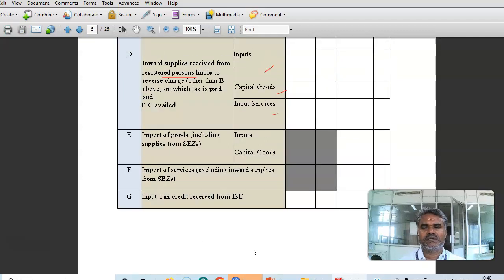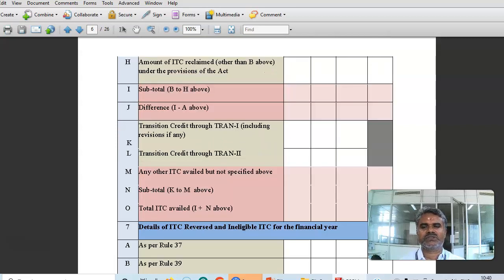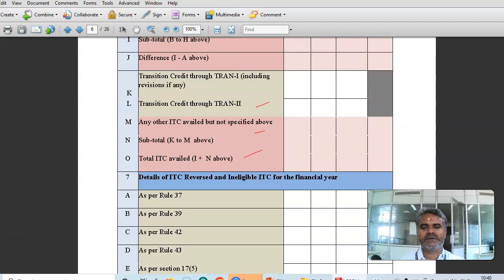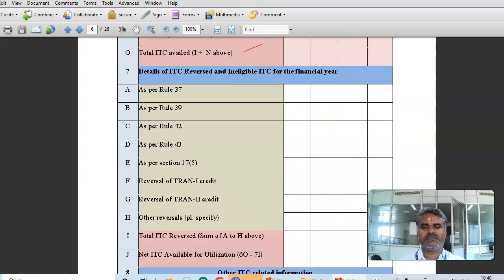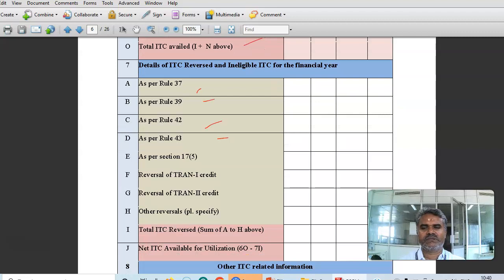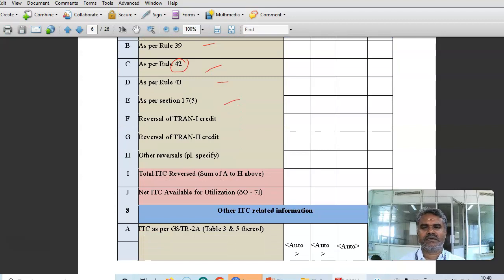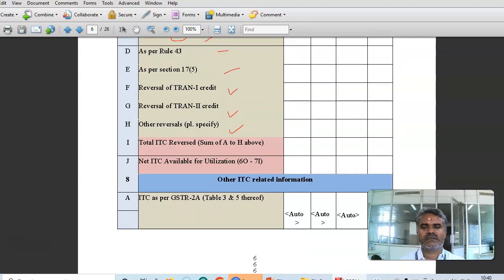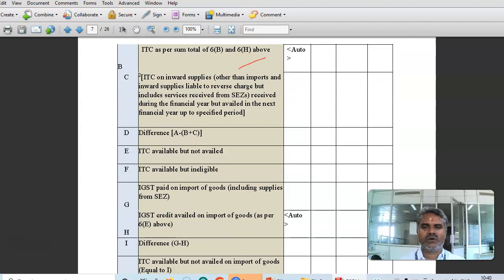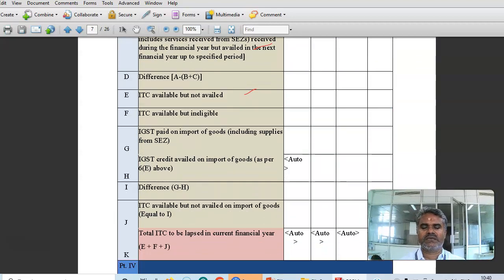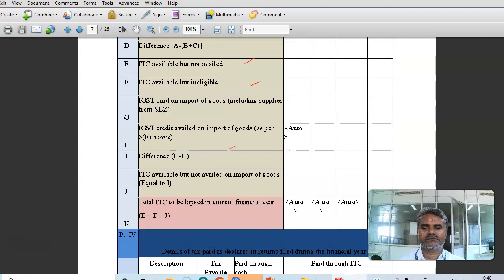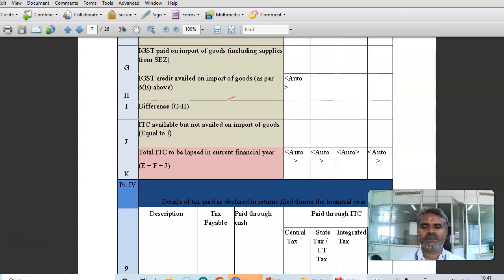And import of goods, import of services, reverse charge, ITC reclaimed. Then details of ITC reversed and ineligible, 37, 39, 42, 43. 42 is for first return. Then Tran 1 credit, Tran 2 credit, transactions 1 and 2. All the information regarding ITC is here. This is for Part 3.